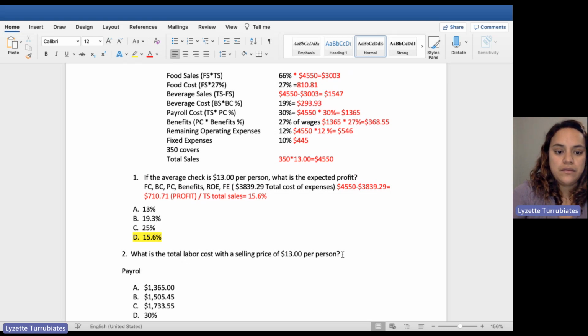payroll plus benefits equals, so 1365 plus 368.55. It's going to give us 1733.55. So, right, we took our payroll cost and we added it to our benefits, and that's how we got our total labor cost.